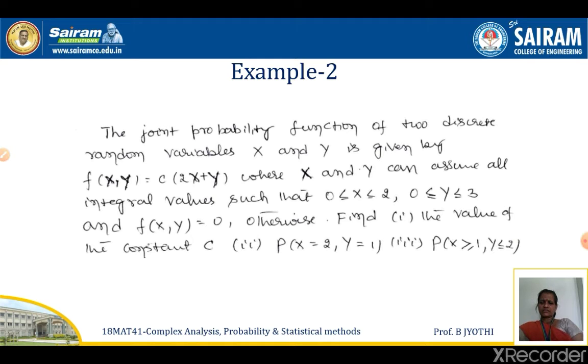Next we have the second example. The joint probability function of the two discrete random variables x and y is given by f of xy is c of 2x plus y, where x and y can assume all the integral values such that x is varying between 0 to 2, y is varying between 0 to 3, and f of xy is 0 otherwise. Find the value of the constant c, and P of x is equal to 2, y is equal to 1, and P of x greater than or equal to 1, y less than or equal to 2. So these are the values to be found.